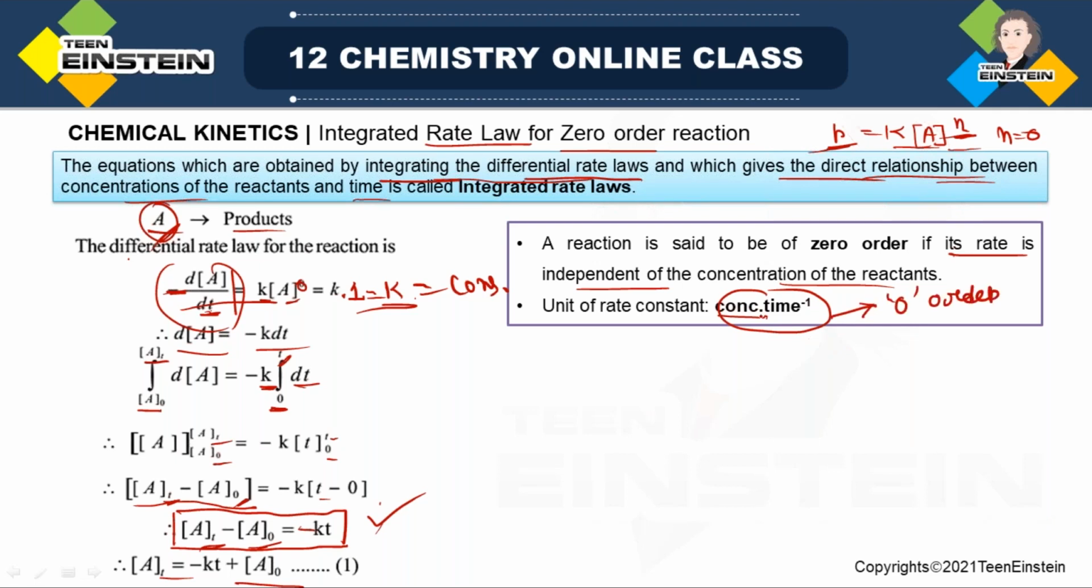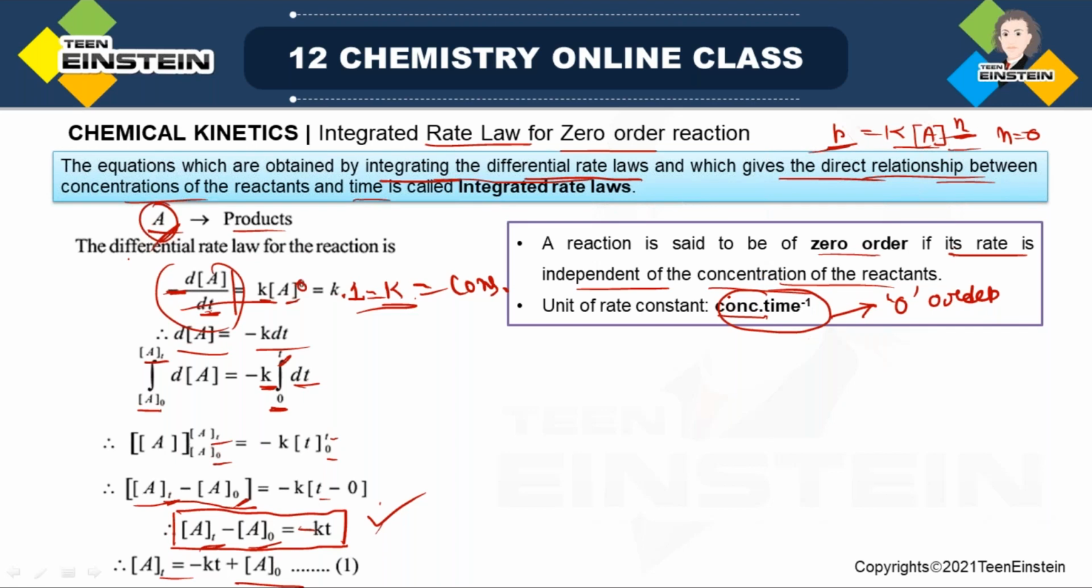The unit of rate constant is moles per liter per second, or per minute. A zero order reaction is always a multi-step reaction, and I have also discussed a problem related to this. A zero order reaction cannot be an elementary reaction because an elementary reaction is only one step, and here the rate is not dependent on the concentration of reactant.